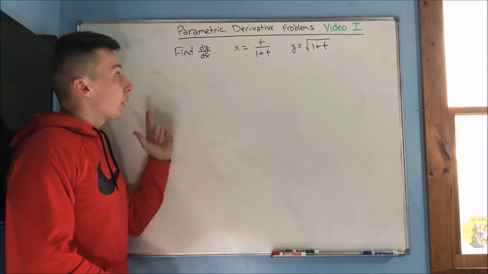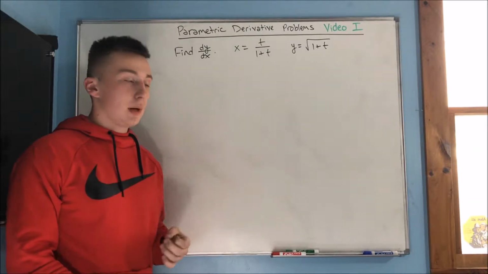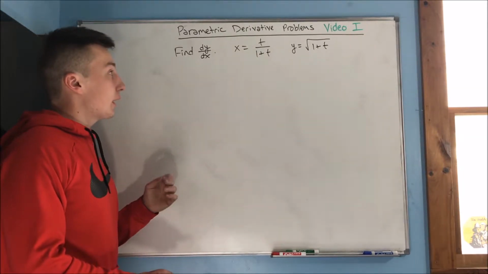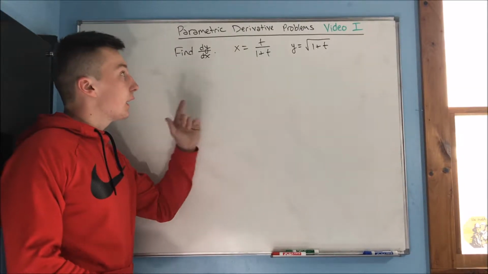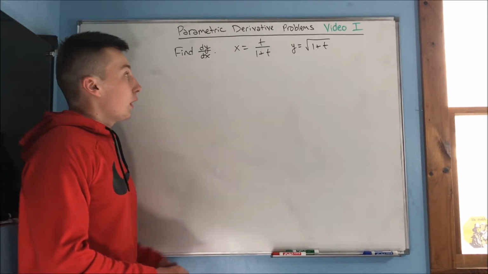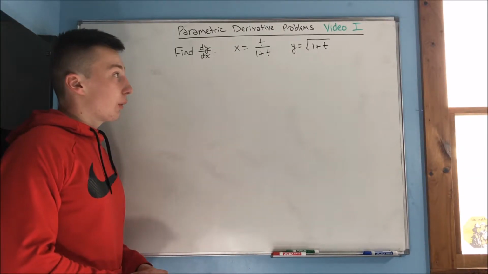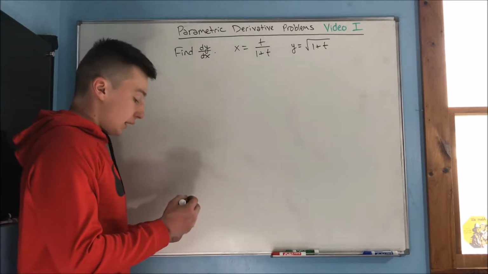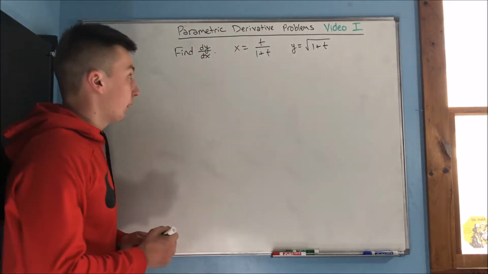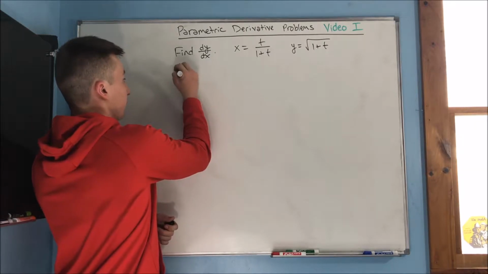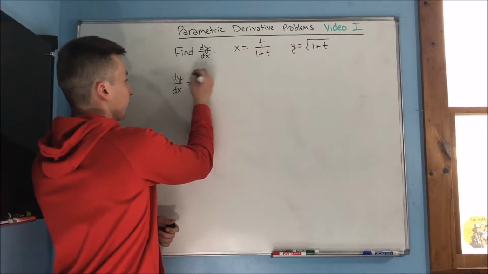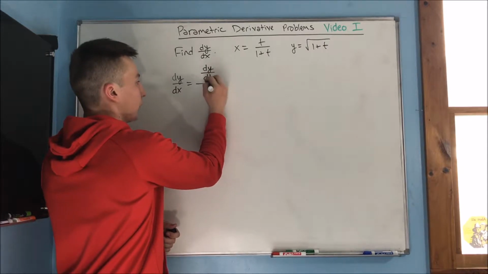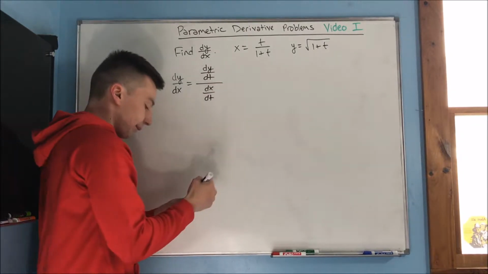Alright, so in this video, we're going to be doing some parametric derivative problems. We have our first problem up on the board here: find dy/dx, and we're given our parametric equations, x equals t over 1 plus t, and y equals the square root of 1 plus t. Alright, so we need to find dx/dt and dy/dt, right? Because remember, dy/dx is equal to dy/dt all over dx/dt.